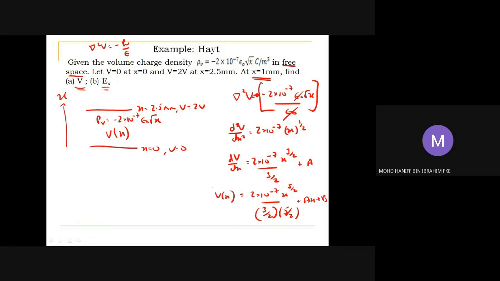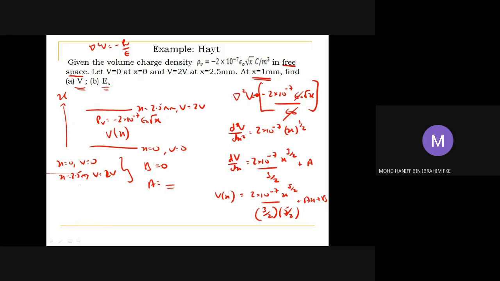Okay, so then we can use the boundary conditions to find A and B, where at x of 0, V is 0, and at x of 2.5 milli, V will be 2 volts. You can substitute these boundary conditions into this equation. When we substitute, you're going to get that B will be 0. Please work out the value of A on your own, and as such, you can find V.